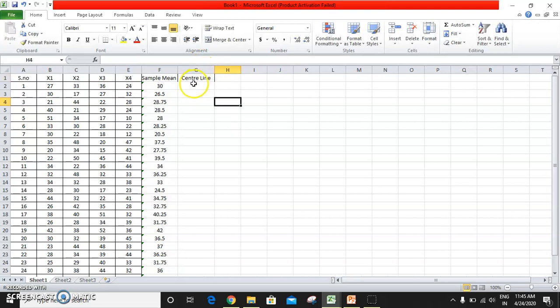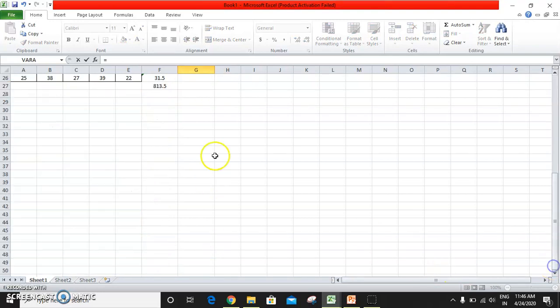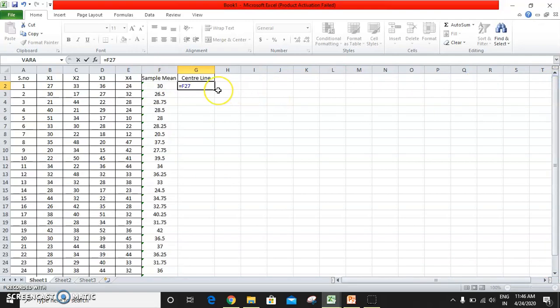And how did we calculate the central line? Using the formula: the sum of the sample means divided by the total number of observations. Now here, what was the total number of observations? K, that was 25, and the number of observations in each sample, N, is 4. So we have 4 observations, and the total number of samples is K, that is 25.